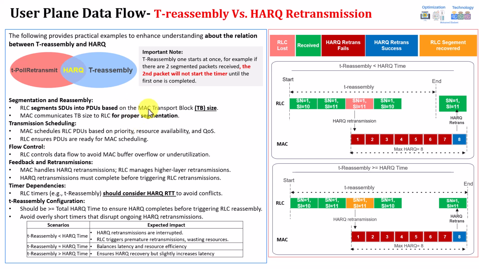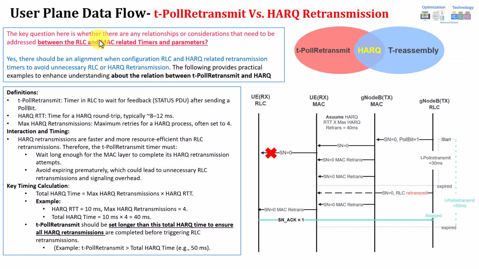Now let's move forward to the next and last part about the retransmission. The last part is about the relation between the T-PollRetransmit and the maximum HARQ retransmission. What is the relation between both of them? But let me first tell you that usually the vendors implement this T-PollRetransmit in a dynamic way, so they increase it dynamically. Yes, you have a start value, but usually it's dynamic. But anyway, let me explain what we have.